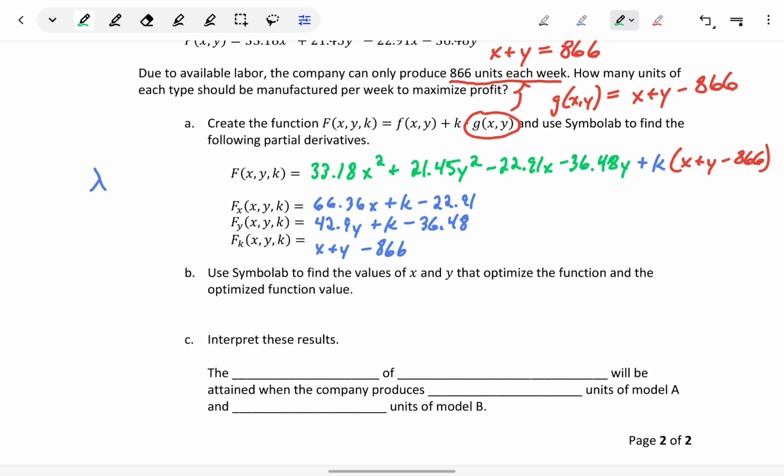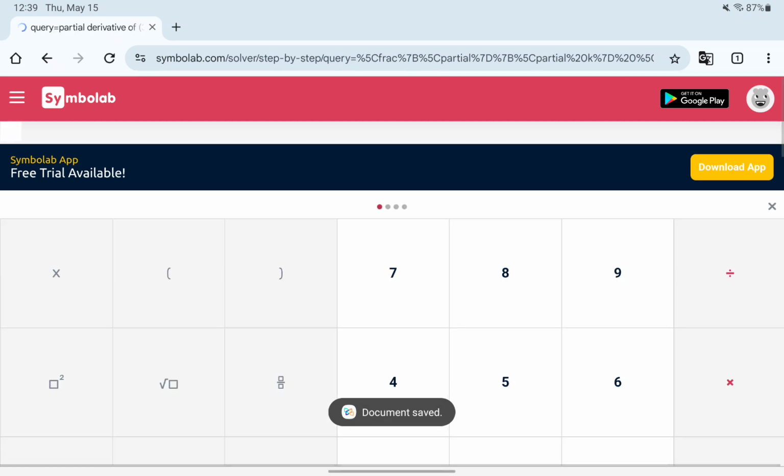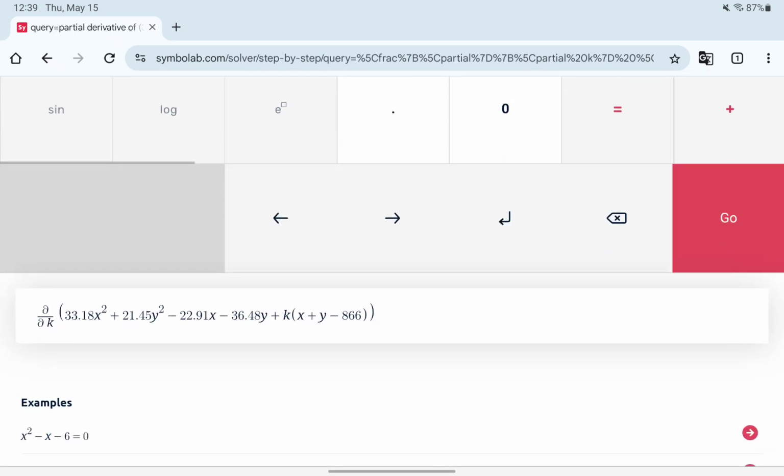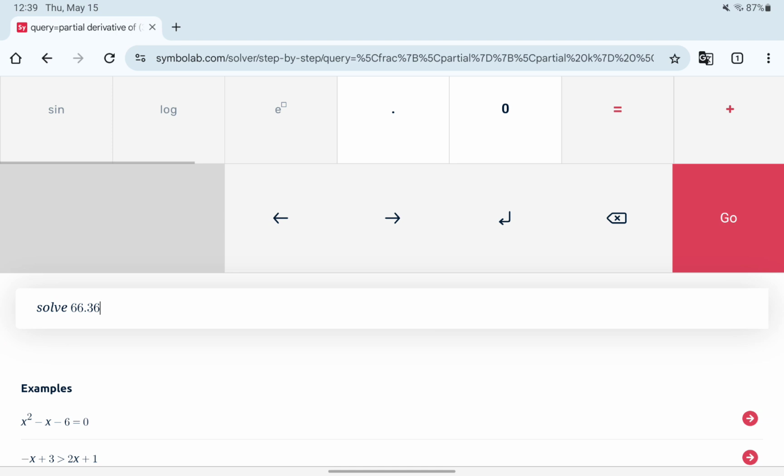We established our constraint function, g of x, y, created this new function, capital F, found all three of these first partial derivatives. The next step is to turn each of these into an equation set equal to 0, and then we need to solve this system of three equations. That would be quite a bit of work, but fortunately we can make use of Symbolab to solve each of these equations.